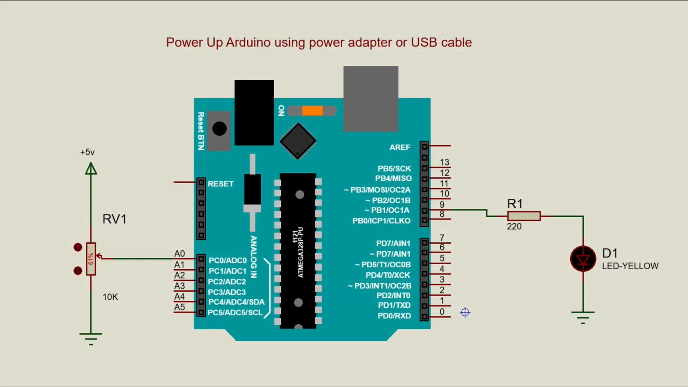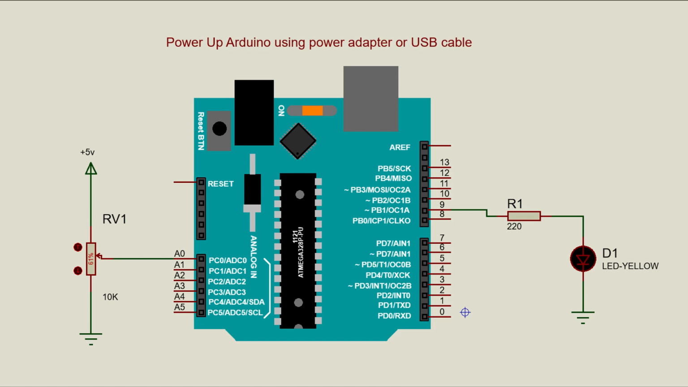Now build this circuit to see the output in the hardware. Connect an LED to the digital pin 9 of Arduino through a 220 ohm resistor, and the cathode of the LED is connected to the ground. After that, connect a variable resistor to the analog pin 0 of Arduino. One end of the variable resistor is connected to positive 5 volt and the other end is connected to the ground. So that's all about the circuit.